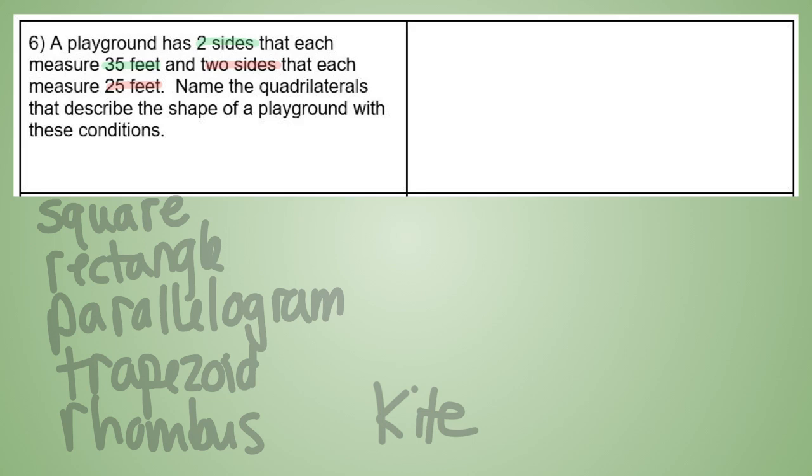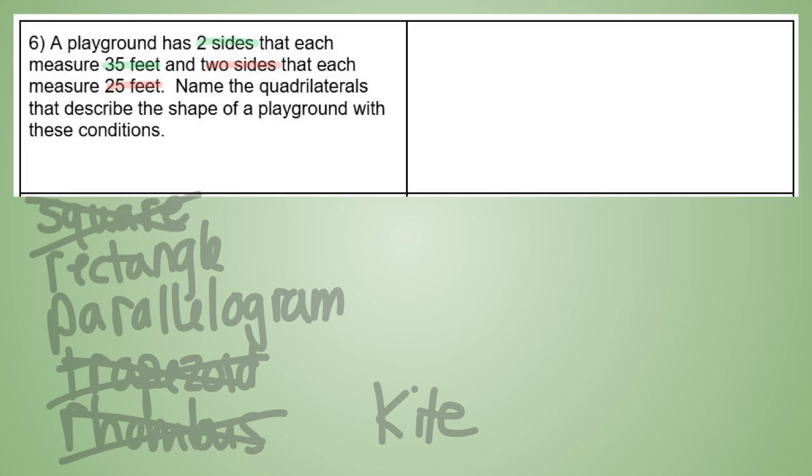Okay, so on this quadrilateral, I have two sides that are 35 and two sides that are 25. So did you eliminate a square because all of those sides are the same? Same thing with a rhombus. Did you eliminate a rhombus because all of those sides are the same? Did you eliminate a trapezoid because we have a short base and a long base? I think that might leave us with 3 answers.